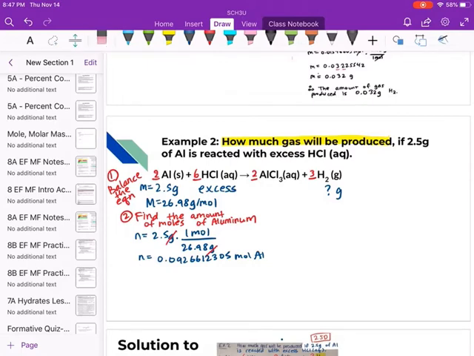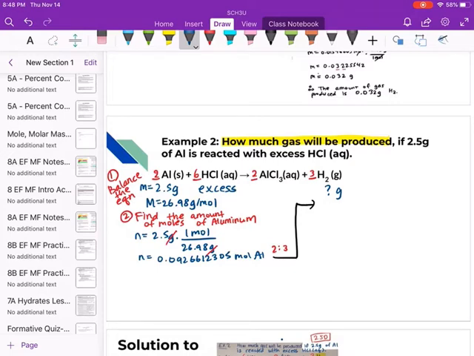So the next step is, after that, I need to use the coefficients in the balanced equation to help me get the moles and then the grams of hydrogen gas. And so I noticed that for aluminum, I have 2 moles of aluminum, and for hydrogen gas, I have 3 moles of hydrogen gas. So I'm going to have to use some math to figure out the number of moles of hydrogen gas. So it's not as simple as the previous. It wasn't just 1-to-1.